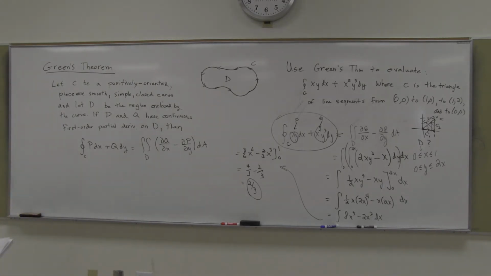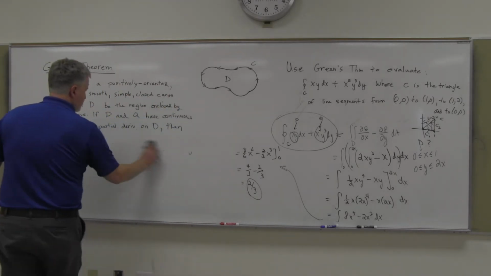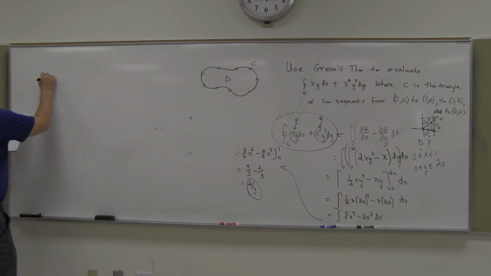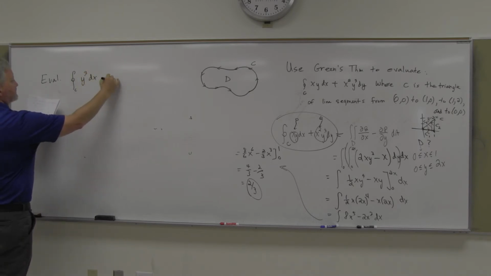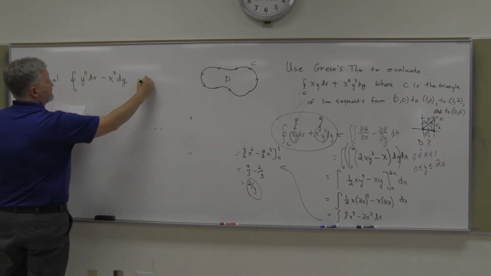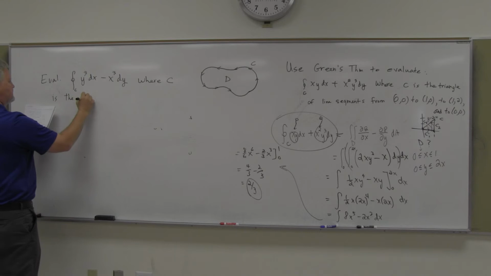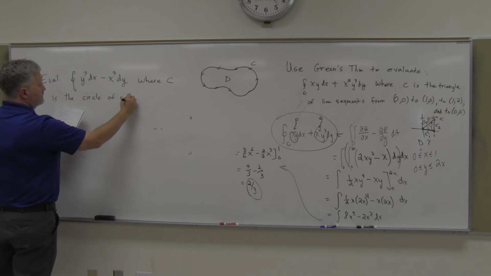I'm going to show you one more because it uses polar. Does that look okay? Question or concern? All right, so the other one, real quick, let's do here. Evaluate the line integral over C, y cubed dx minus x cubed dy, where C is a circle of radius 2, centered at the origin.